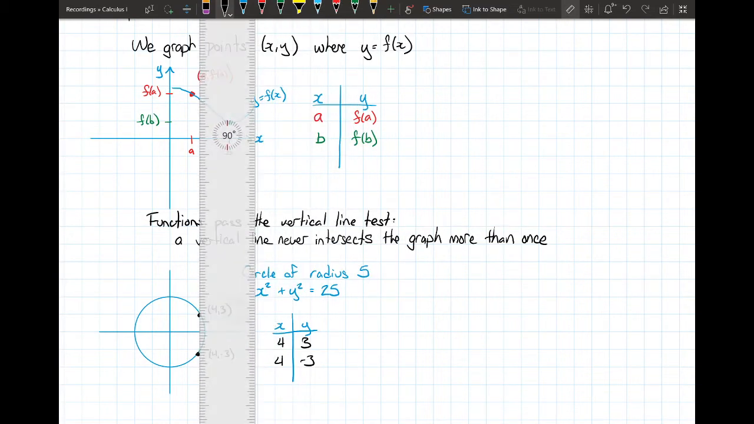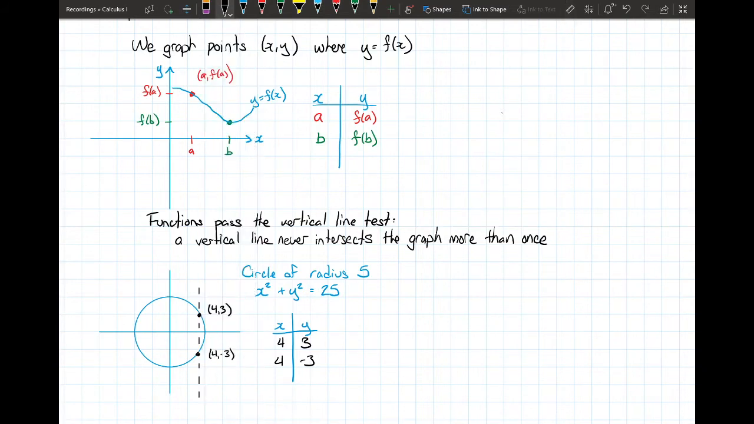You can line up these two dots, and I've drawn this okay, I suppose. They're right above each other. So, a curve that does not pass the vertical line test is not a function.